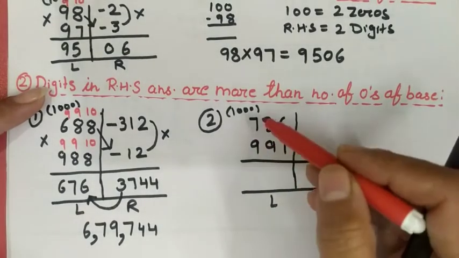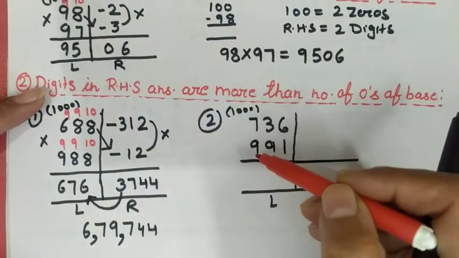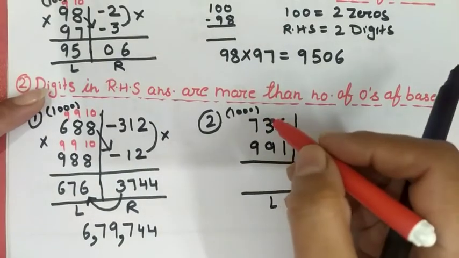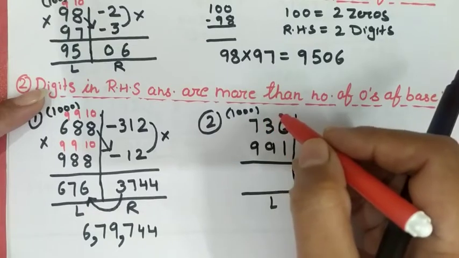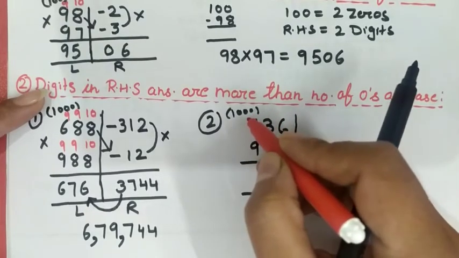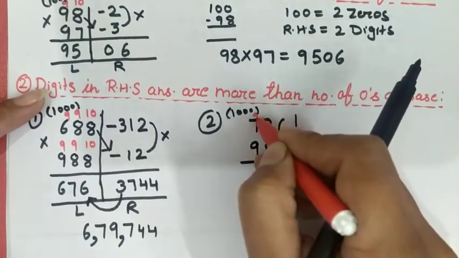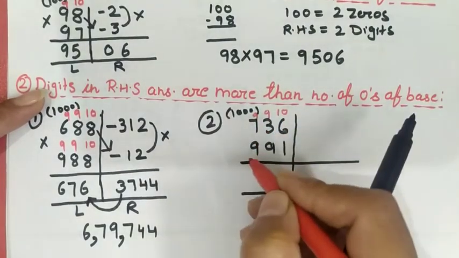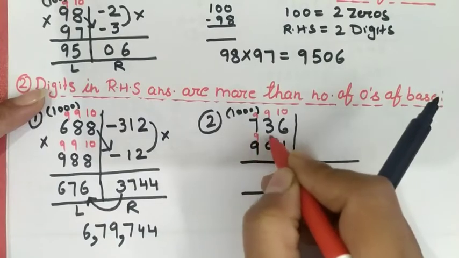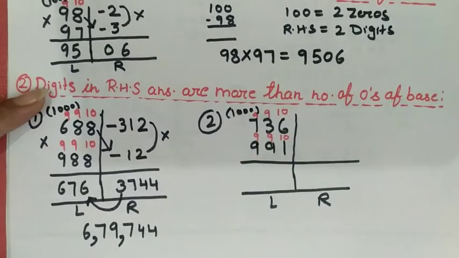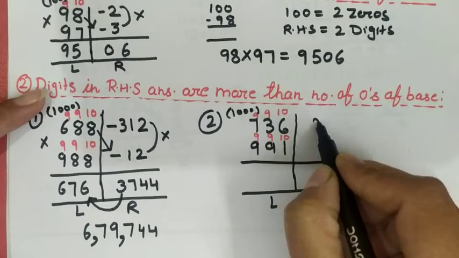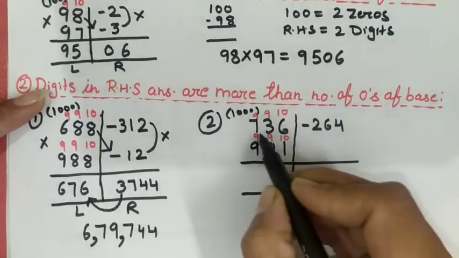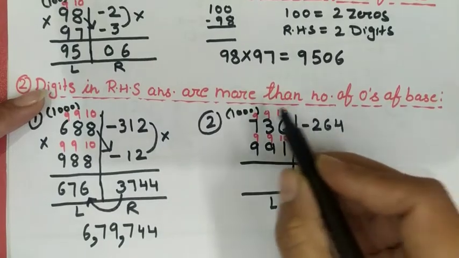Now to subtract 736 from base 1000 is quite a difficult task. You may find it difficult. So here is the time to apply all from 9, last from 10, because the minuend is a base number. So this method is applicable. 9 minus 7 is 2. 9 minus 3 is 6. 10 minus 6 is 4. So 736 is 264 less than base 1000.